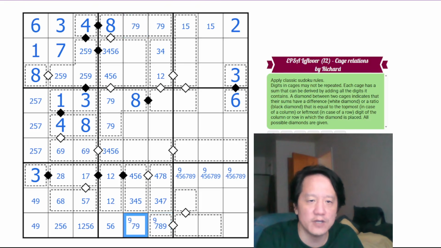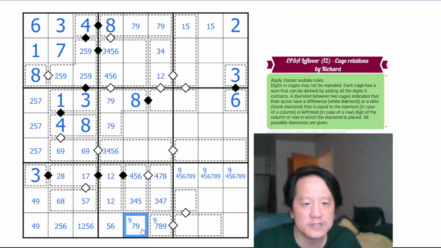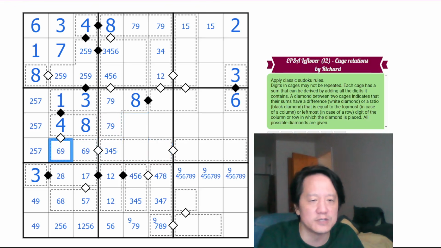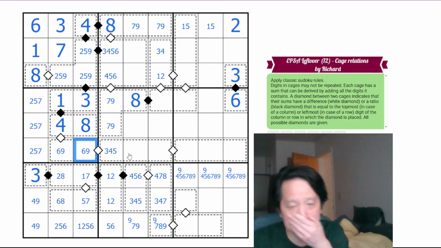We can't have 8 here because of 8 in the column. We have a 7-9 pair in column 5, which eliminates 7 and 9. Well, we already knew that. No 6 here because of the 6-9 pair in the row.